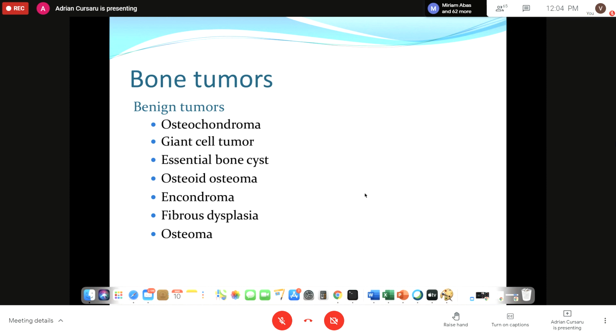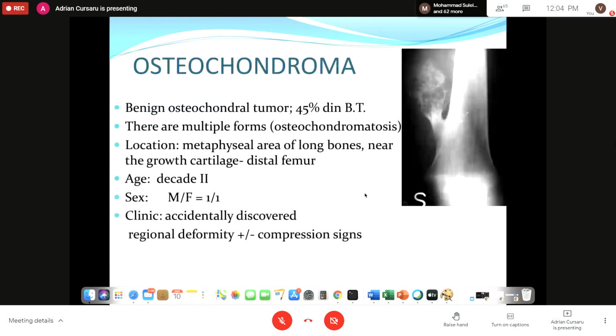We will discuss osteochondroma first. The osteochondroma is the most frequent benign tumor. Half of the benign tumors are represented by osteochondroma. There are multiple forms. There are forms with multiple osteochondroma lesions that are called osteochondromatosis. Where is the localization? Most frequently, it is the metaphyseal area of the long bones near the growth cartilage, for example, the distal femur. What's the age?